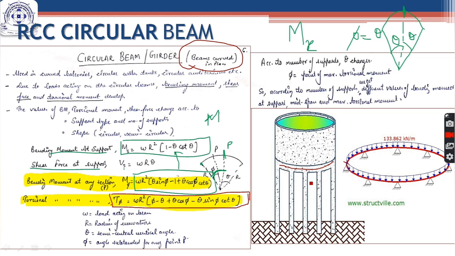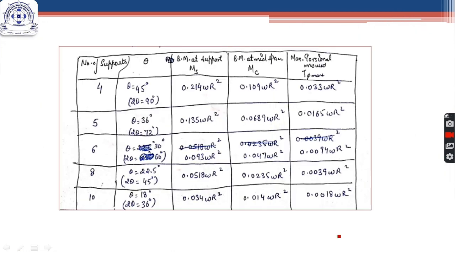So we cannot predict beforehand where the torsional moment will be maximum, whether at this point or this point or this point. It can vary for different types of circular beams. So first we have to determine where the torsional moment will be maximum, and then we determine the torsional moment at that particular point. I will explain how this is done when we do the detailed numerical of this topic.